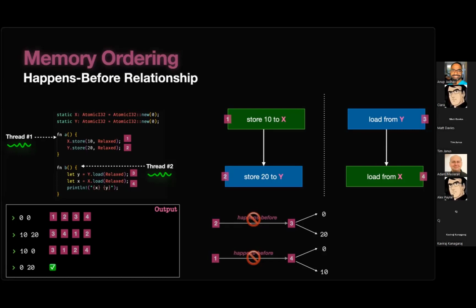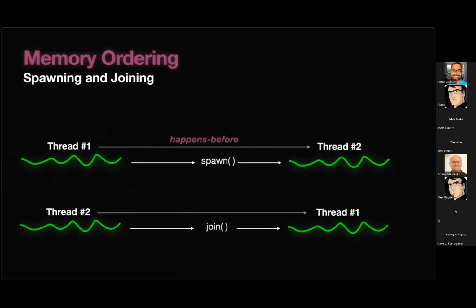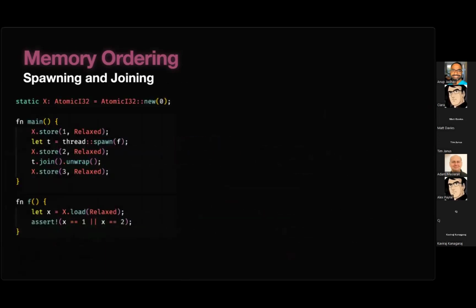A few more things to note about happens before relationship. Spawning a thread creates a happens before relationship between what happened before the call to spawn and the new thread. And similarly, joining a thread creates a happens before relationship between the joined thread and what happens after the join call. Let's demonstrate it with an example.